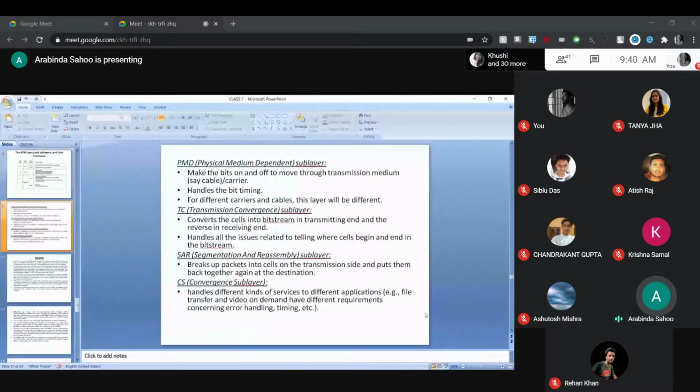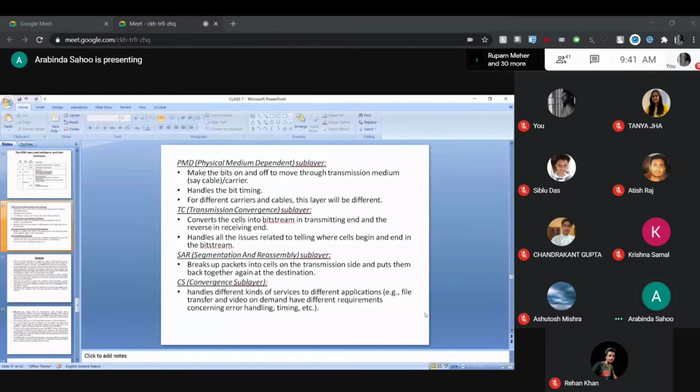Number two, it handles all the issues related to telling where the cells begin and end in the bit stream. So this is the function of the TC, the transmission convergence sublayer.